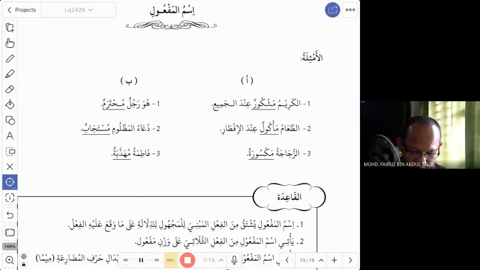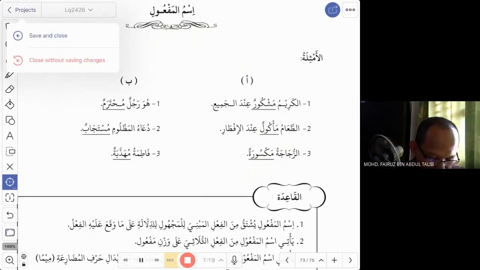Okay, habislah kelas kita ya. For your exam, since our syllabus is only up to isim fa'il, so you read until isim fa'il. Starting from, I forgot, I will let you know in the WhatsApp group, WhatsApp message, inshallah. Of course, it will not cover the midterm. Maybe after the midterm, but I will check again.